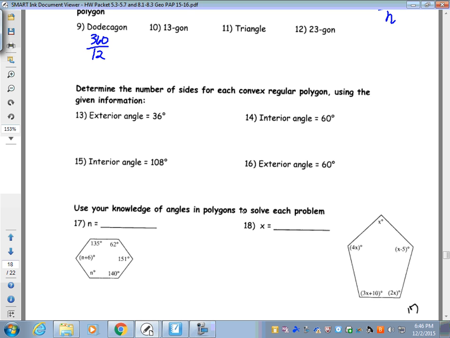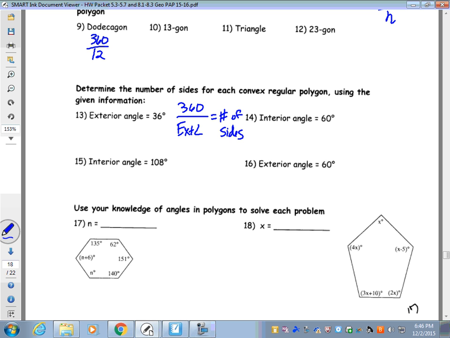Here also they're asking for you to determine the number of sides. So there are 2 ways you can do that. We're going to work backwards. If 360 divided by n gives me the degrees of one exterior angle, then if I do 360 divided by the exterior angle, that would give me the number of sides.